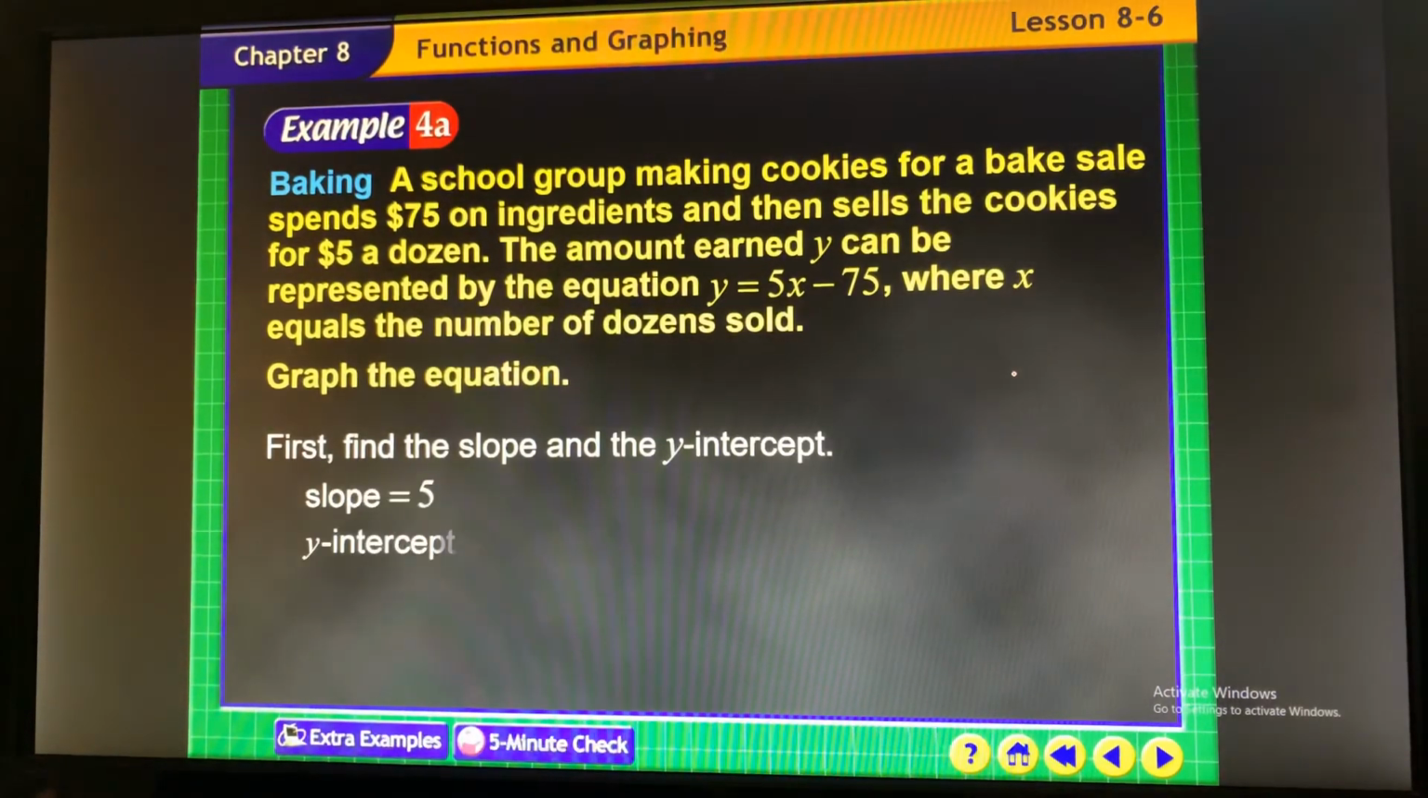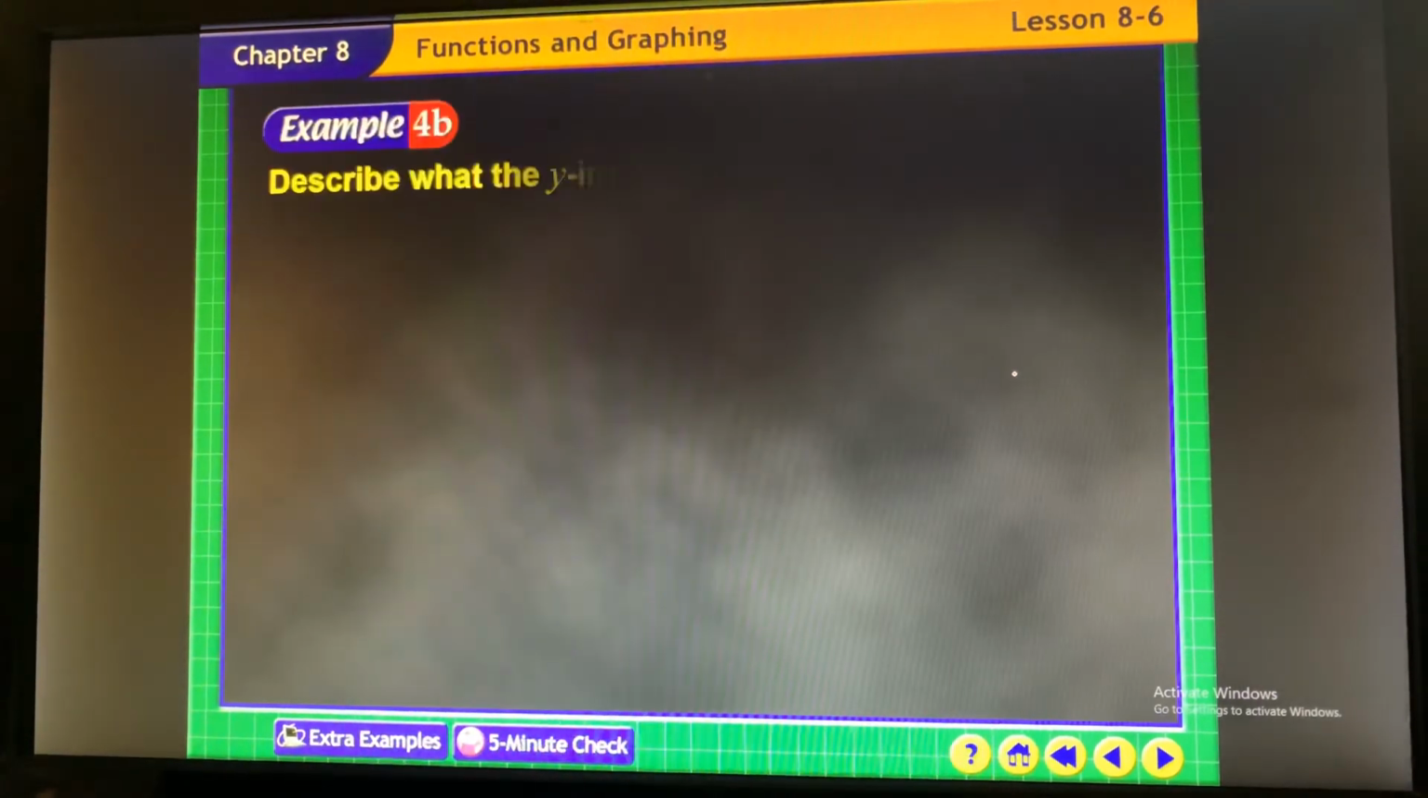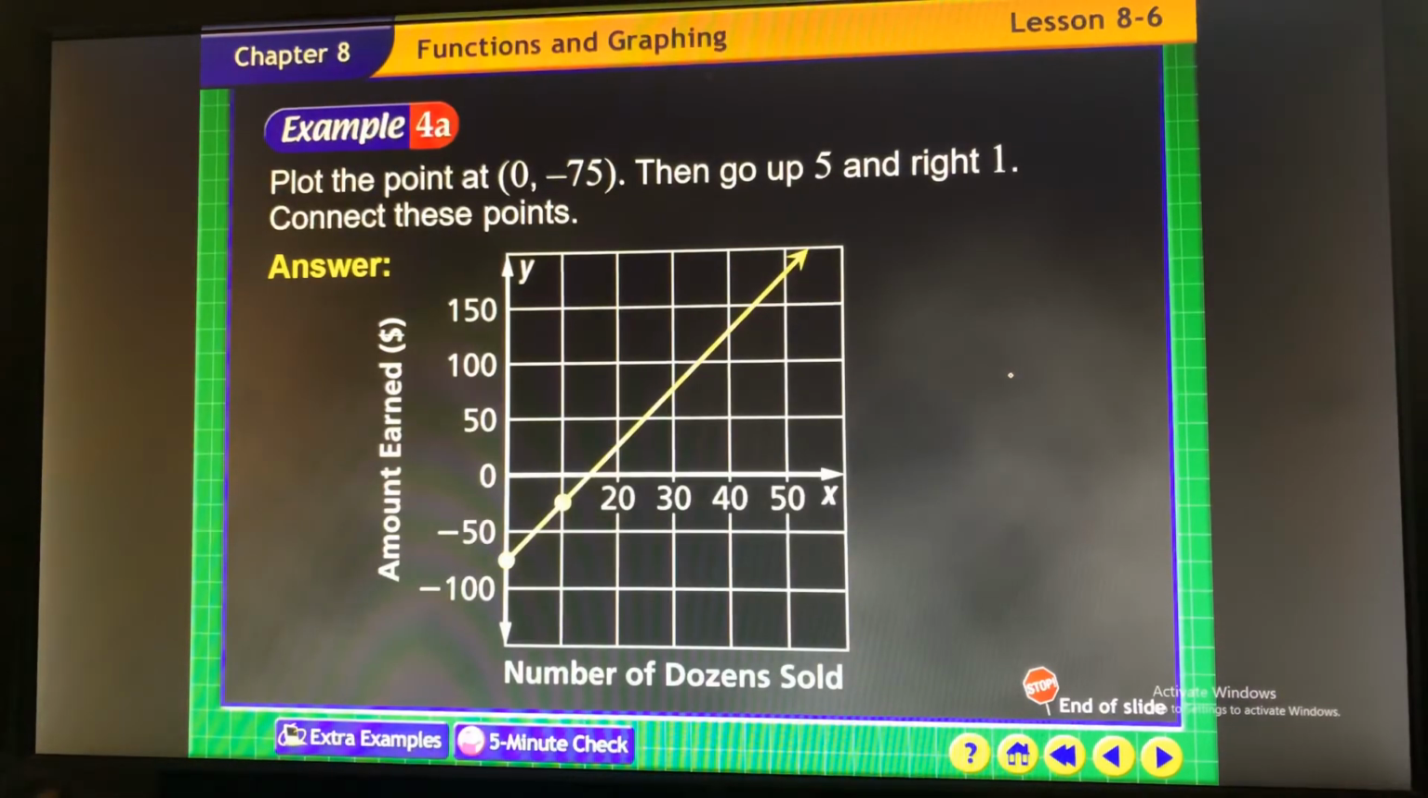Same thing. Slope, y-intercept, and then you graph it. There it is. That was kind of fast, wasn't it? There it is.